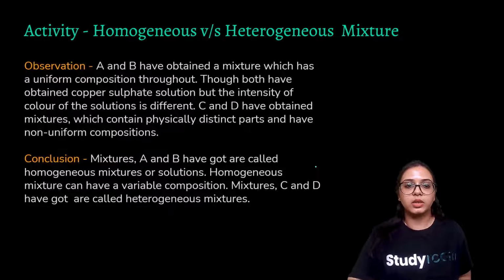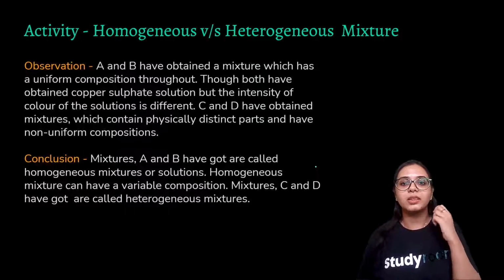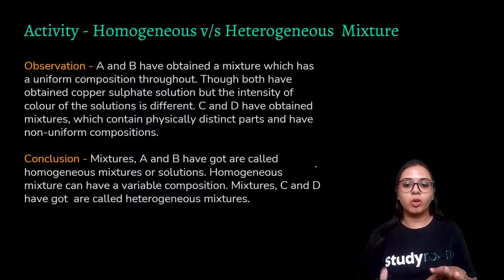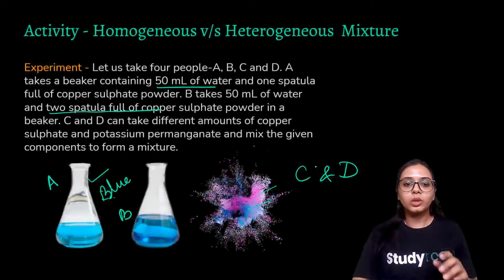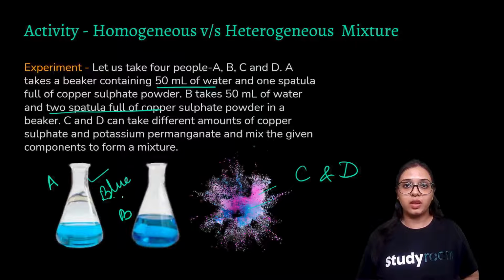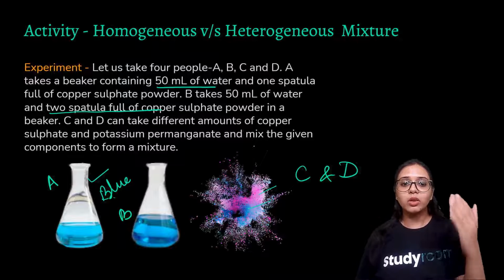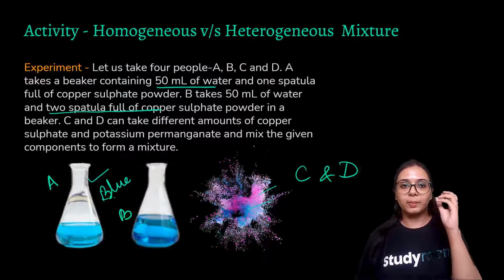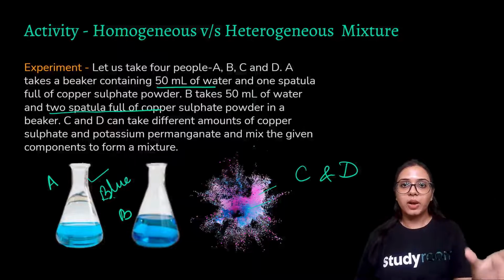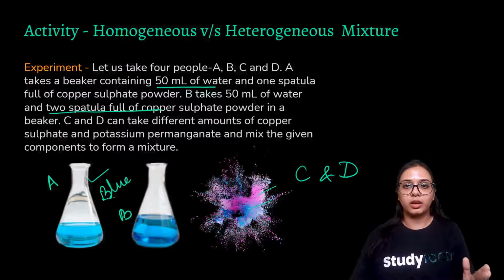What we observe here is that A and B have obtained a mixture which has a uniform composition throughout, right? Although there is a difference in the intensity of the blue color, the solution is uniform. You cannot distinguish between the particles of copper sulfate and the particles of water with your naked eye. There is a uniformity, there is a stability in a mixture.